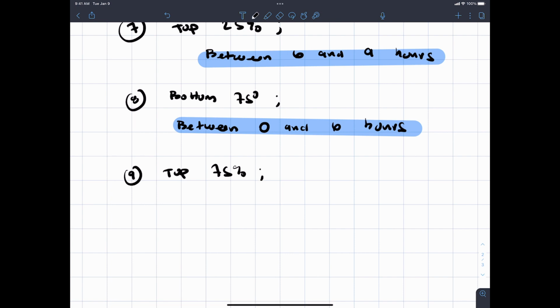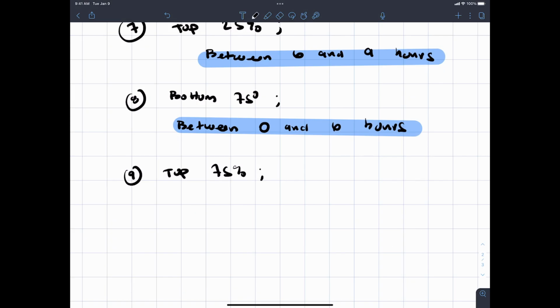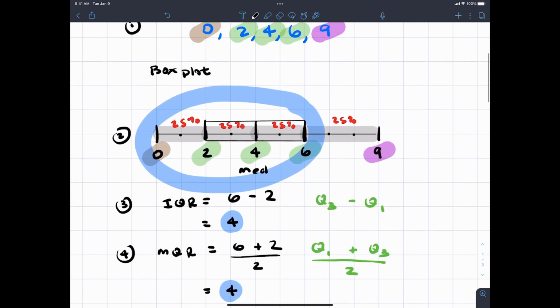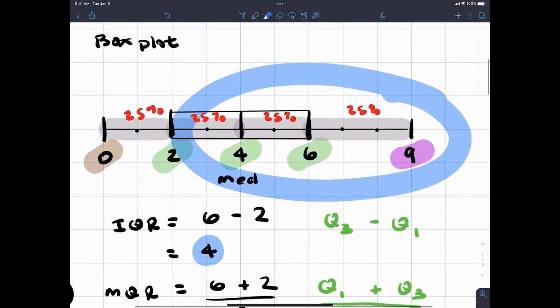The top. So let me go back and read to convince you guys for number 9. Determine the number of hours of sleep in the top 75%. What do you think they mean top 75 now? Yeah, what do you think they mean by that top 75? You guys know what they mean? It's everything here, right? It's the 25, 25, 25, 25 on the right side. So you're trying to describe the hours of sleep the top 75% of the class gets.